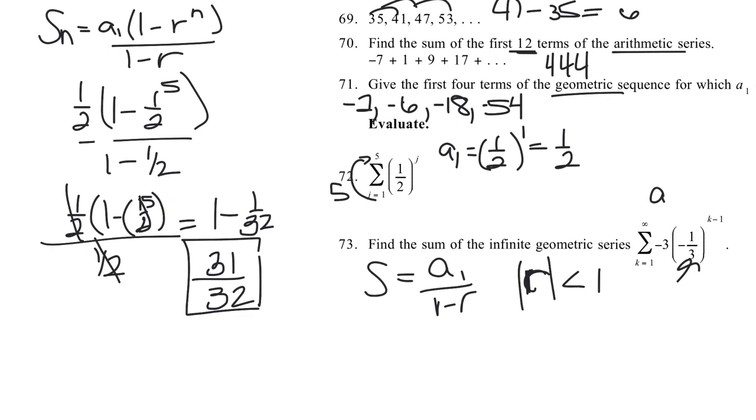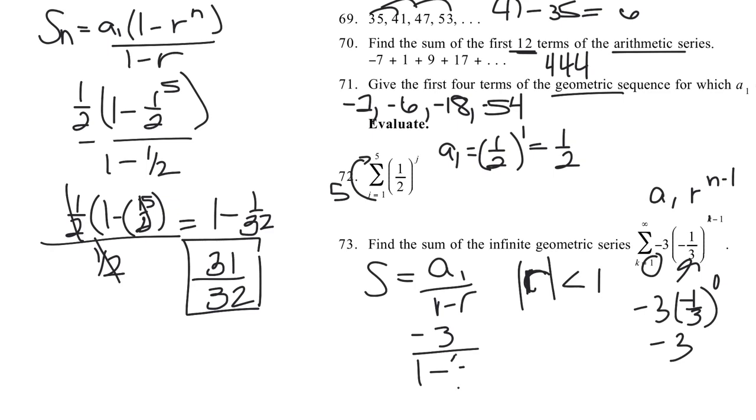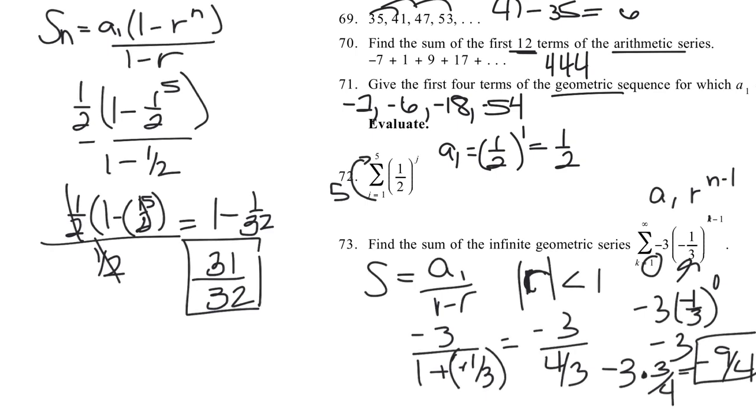This is in our a1 r to the n minus 1 formula, but it doesn't hurt to just always plug in 1. So we get -3 times -1/3 to the 0, which is -3. So that's my first term over 1 minus -1/3, which is -3 over adding 4/3, and multiply by the reciprocal. So that's -3 times 3/4, which is -9/4. Make sure you do that part right.